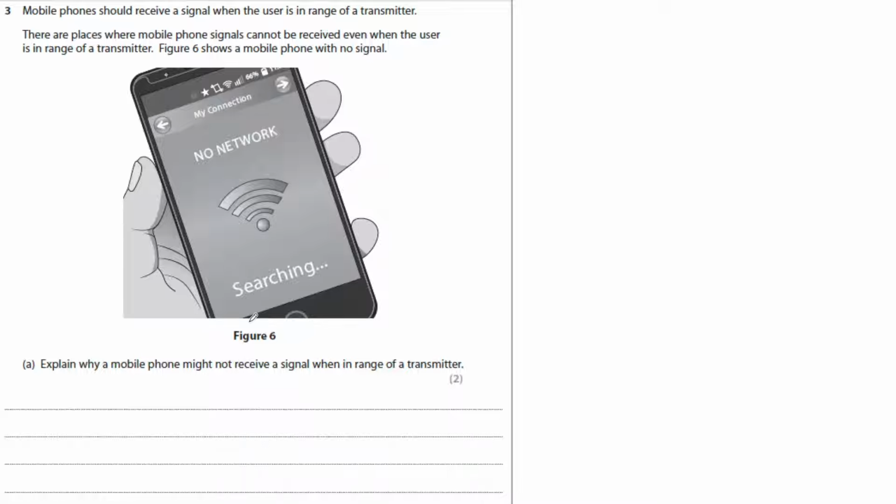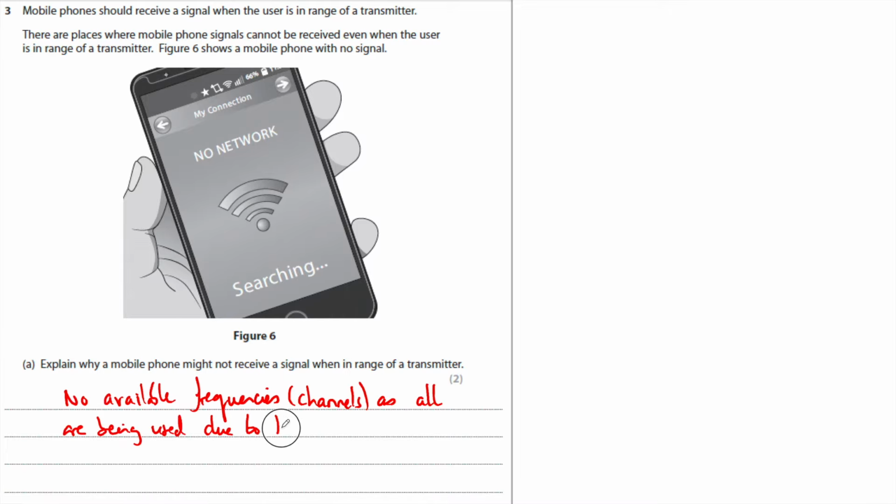It could be weather. If it's heavily raining, then that will absorb some of the microwaves so that you don't receive a good signal. The one that I would choose is that there are no frequencies or channels available because they're being used up because demand is high. No available frequencies, channels, as all are being used due to high demand.